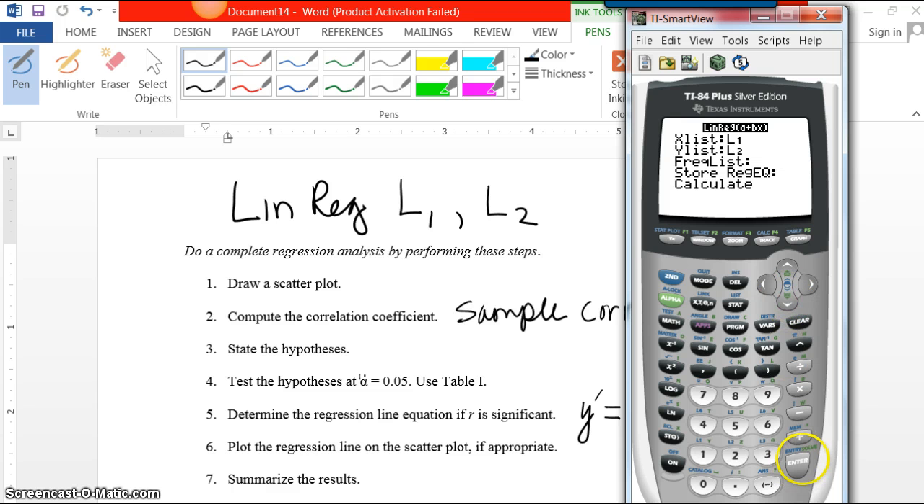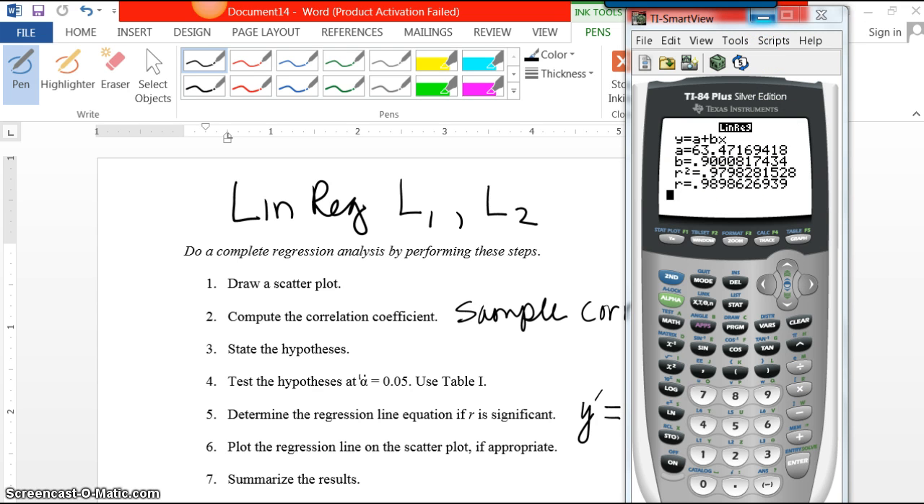So I'm going to come down and calculate. I'm entering. There's the R value I want, 0.9898. I'm going to call it 0.9899 for now.